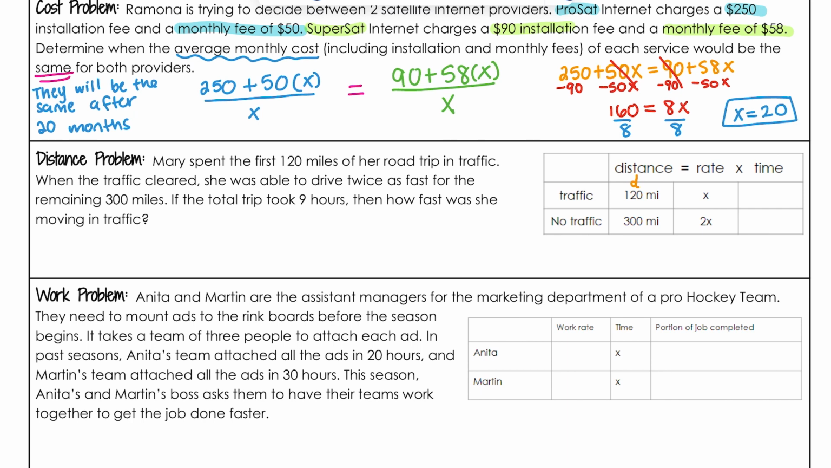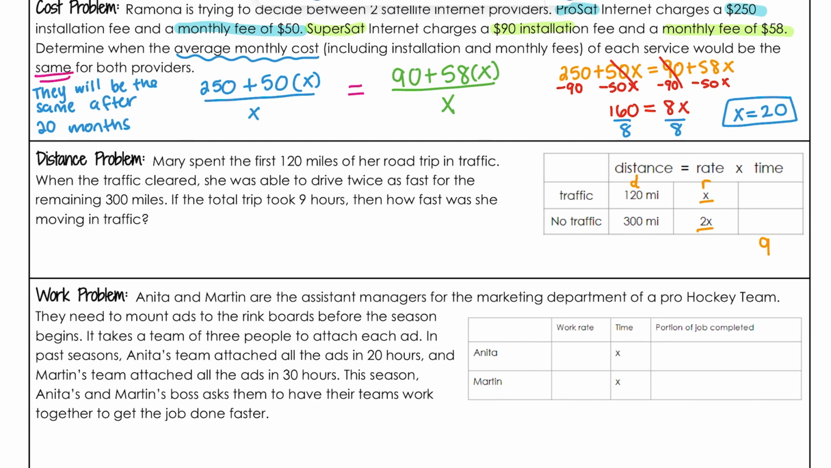The next column is her rate. For rate, we know that she got to drive twice as fast when there was no traffic. So we don't know her speed, but we do know that the speed without traffic was 2 times the speed with traffic. And so that's where we get x and 2x from. The last column is time. Now, I don't know how much time she spent in traffic versus not in traffic, but I do know that the total amount of time that she spent was 9 hours.